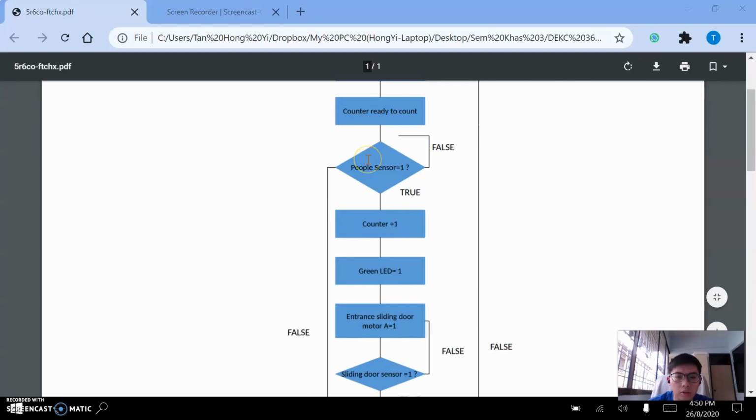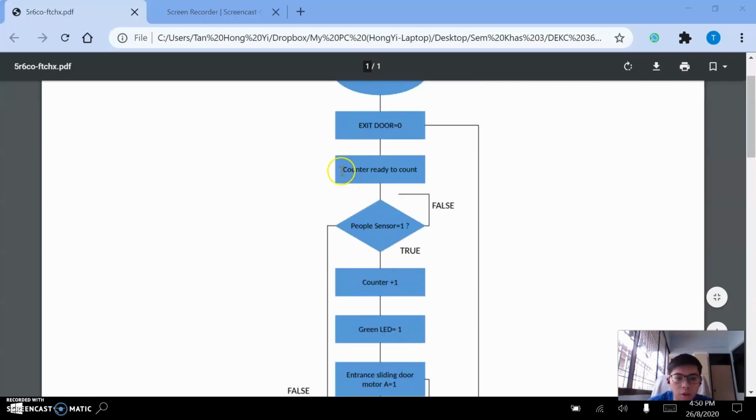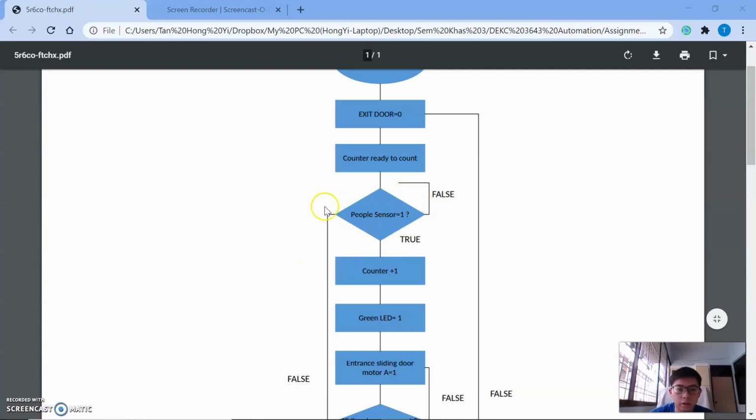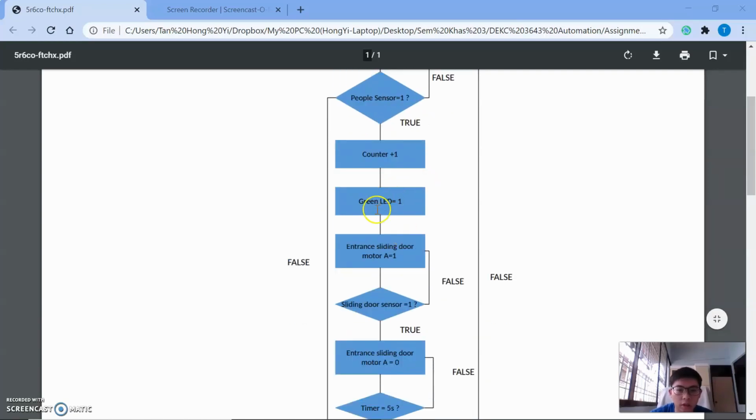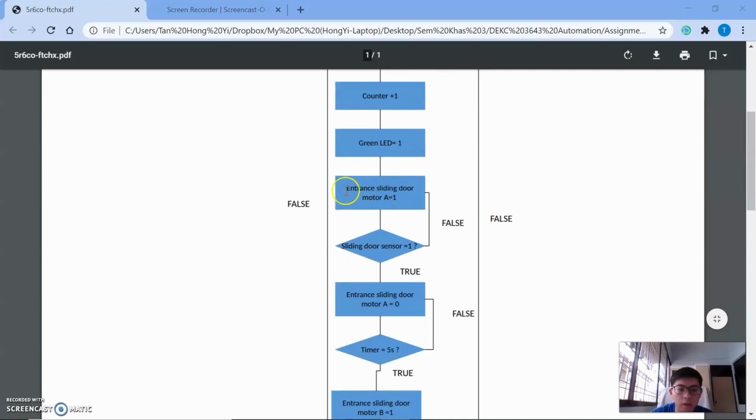Next is the counter. So when the system starts operating, the counter will start to count. When the people sensor senses a person standing in front of the sensor, the counter will start counting. But if the people sensor equals 0, the system will continue with ready to count. So after the people sensor equals 1, the counter will plus 1. After that, the green LED will light up. After that, the entrance sliding door motor A will equal 1, which means the door will open.